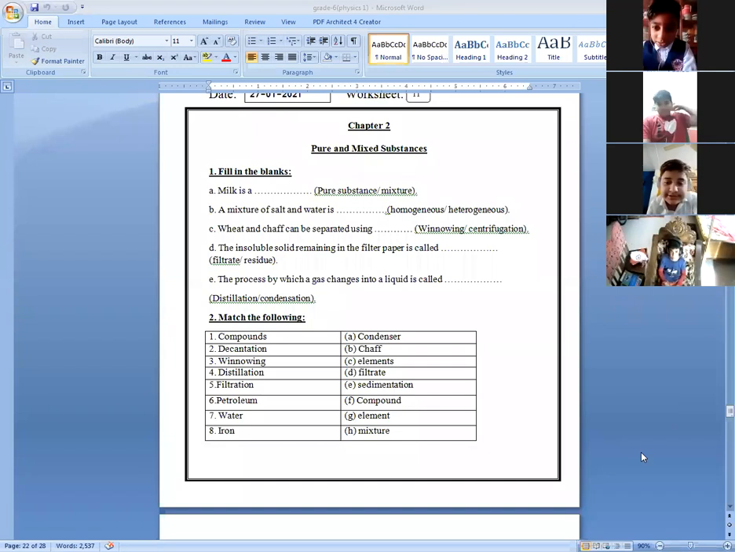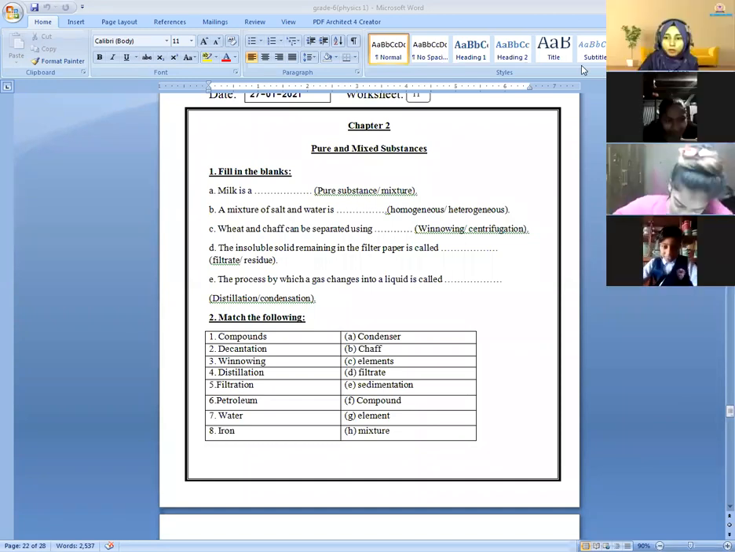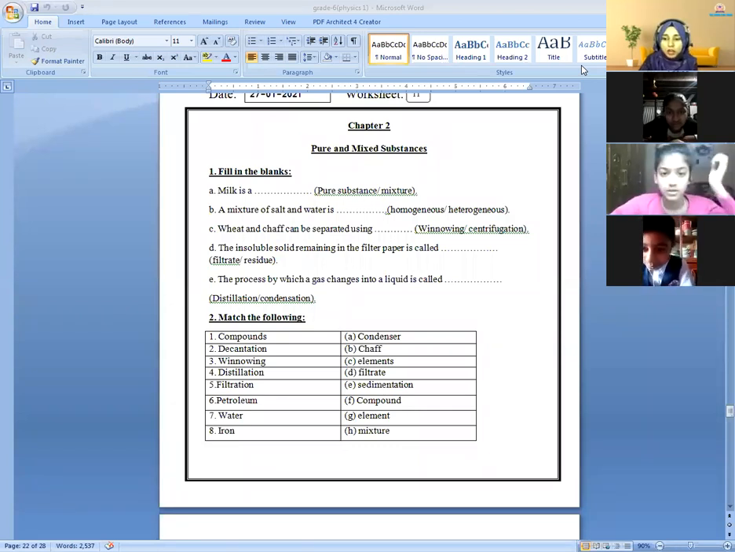Heterogeneous. Heterogeneous. Mumin? No, ma'am. Homogeneous. Sabrina? Homogeneous. Yes. Oh, heterogeneous. Yes, it is heterogeneous. Heterogeneous or homogeneous? Ankita? What will you do? Heterogeneous.